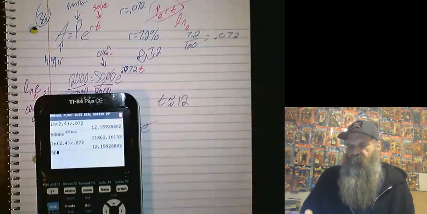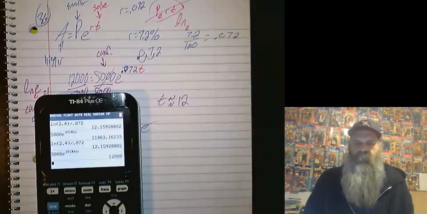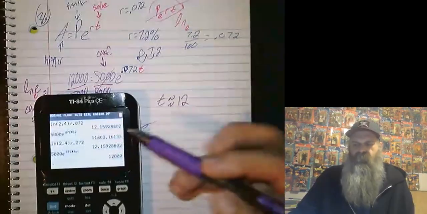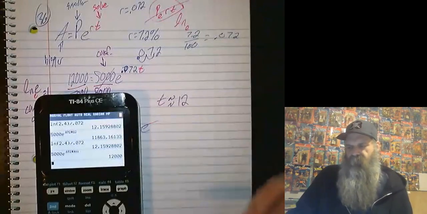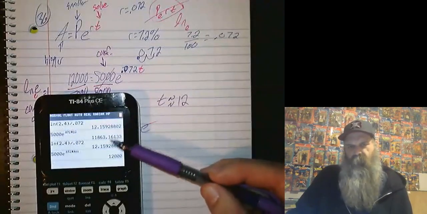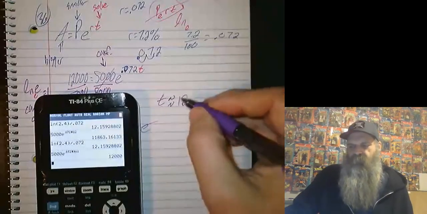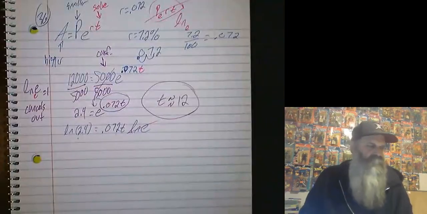And then I'll do 5,000 E to the power of 0.072 times the previous answer. All right. So there it is. If you use the exact answer, you'll get exactly 12,000. This was far enough away that I thought something had gone wrong. But t is approximately 12. It takes about 12 years.